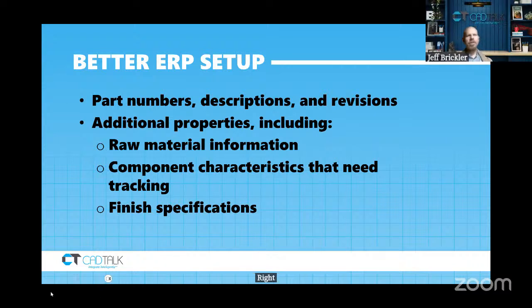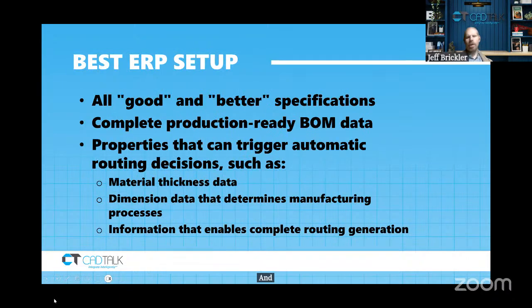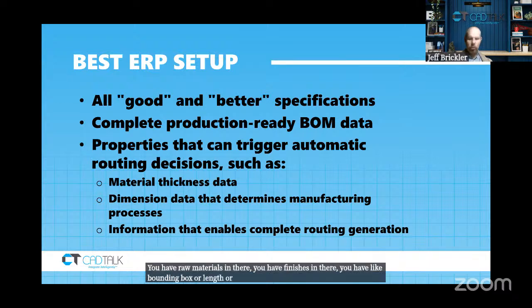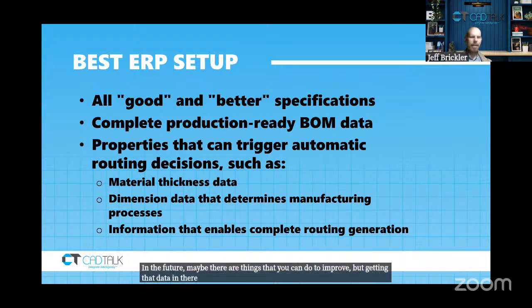Right, exactly. So it's not just like an import tool. A lot of people think, oh, you're just importing. It's so much more than that, right? You're adding intelligence, you're adding value on the transfer, and the more information you have, of course, the better. You have raw materials in there, you have finishes in there, you have bounding box or length or width properties. All of that can really drive even more automation, but we shouldn't let perfect be the enemy of good, right? If it's not in the model today, then it's not a problem. It's just a matter of saying, in the future, maybe there are things that you can do to improve, but getting that data in there consistently is the first step.